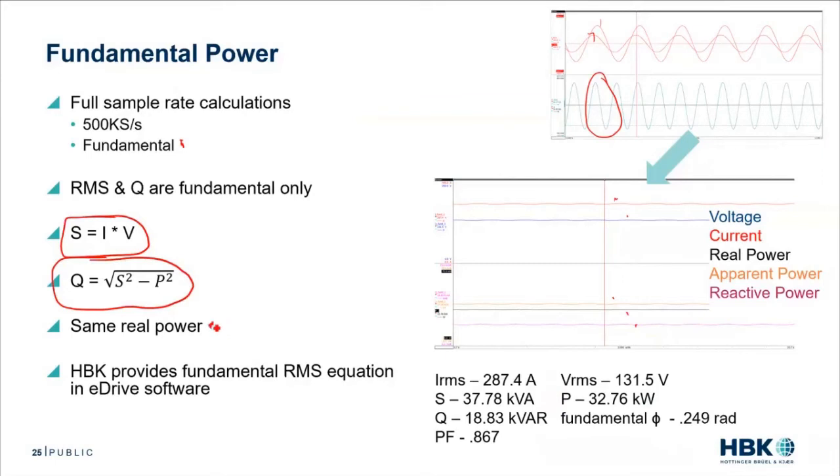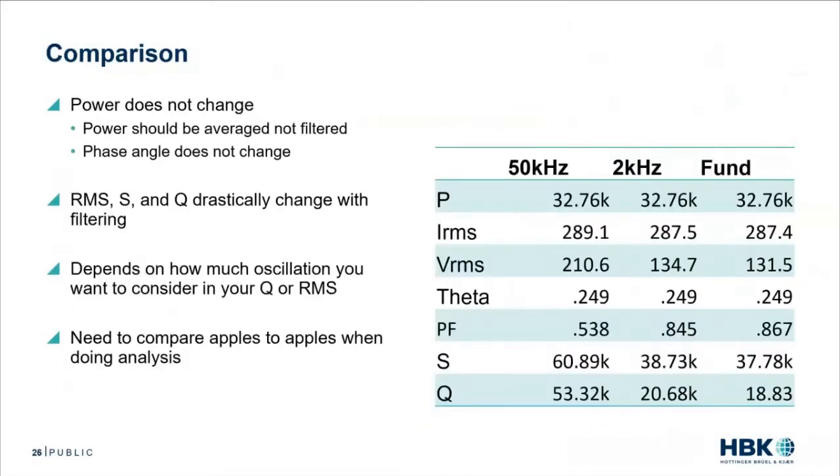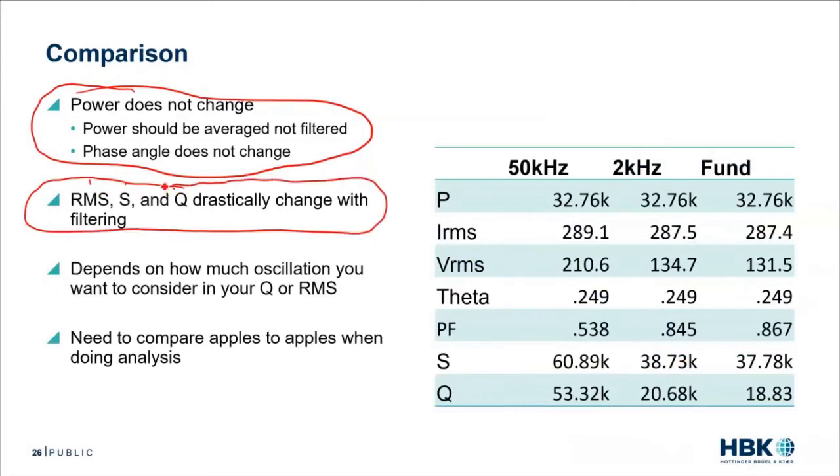Same real power, same phase angle, but again, lower values on RMS values, reactive power, apparent power, and our P over S value, again, has gone up a little bit. So, let's take our comparison table. Power does not change because real power is watts, it's work. We can measure real power very accurately. But RMS, apparent power, and reactive power, these more interpretive results, change drastically with filtering. I mean, absolutely changed drastically.